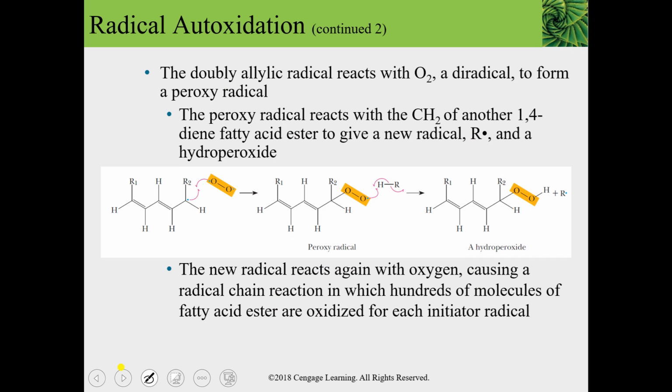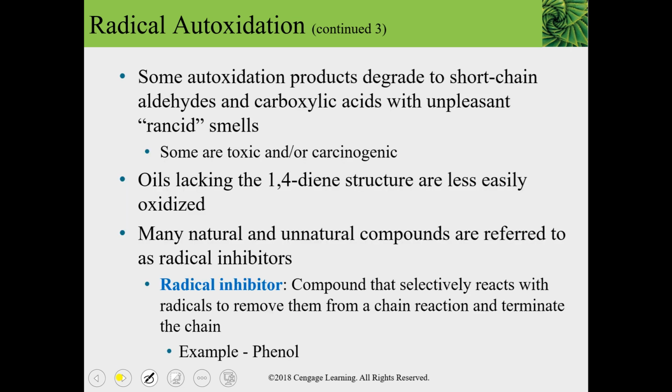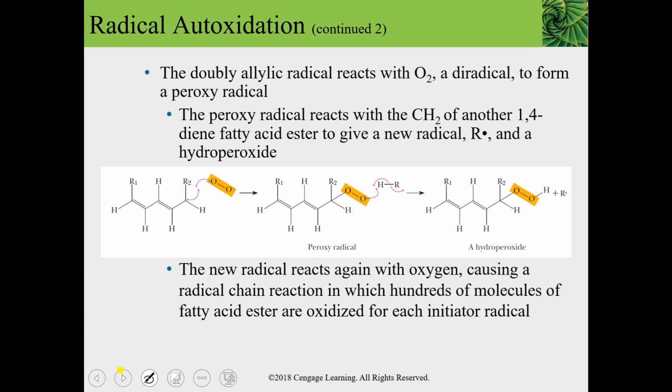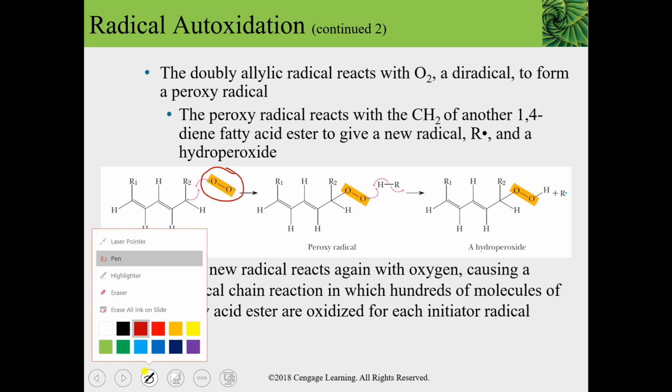Now, once we have the radical, they're looking at this one on the next slide. Once we have a radical on an allylic carbon, this is where oxygen comes in, and it forms a peroxy radical. The radical comes in with an electron from the oxygen. They're not showing you the mechanism by which both oxygens become a radical. That's okay, don't worry about that mechanism.